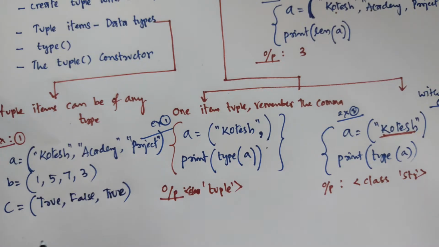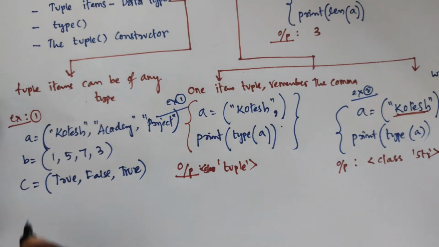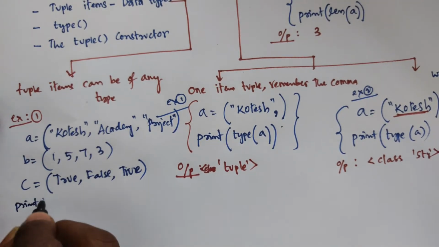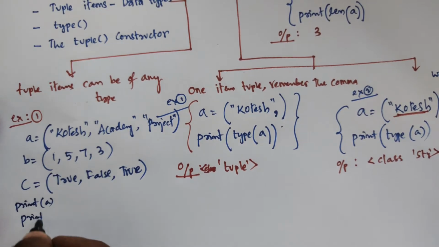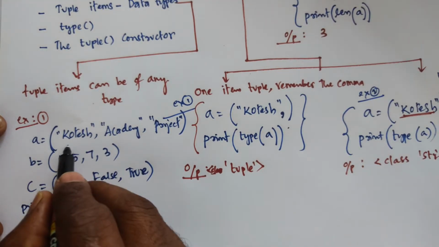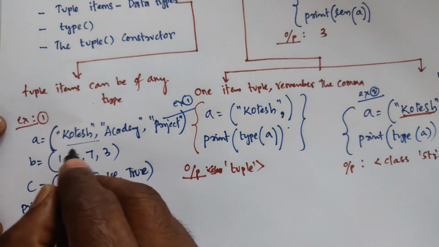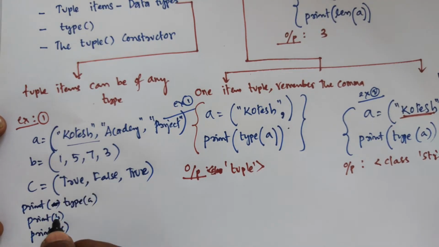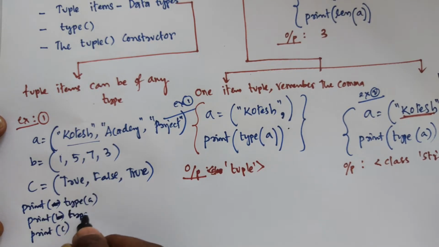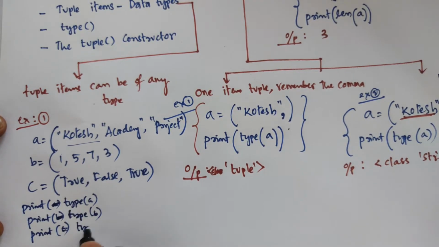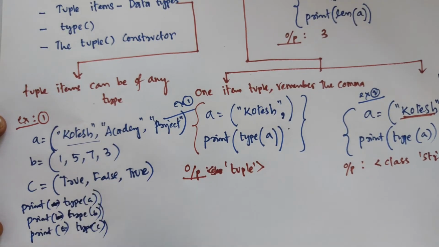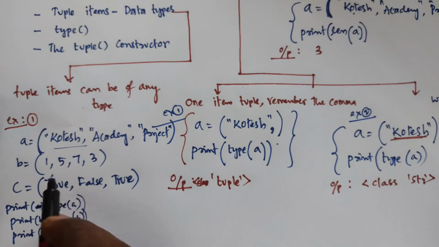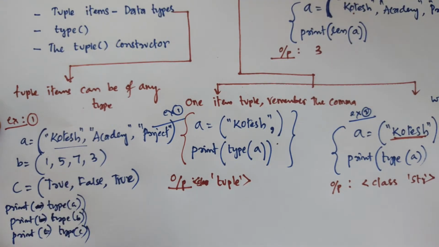Then for the final response in this case, you can write print of A, print B, print C. What is the meaning of this? Here we take the type, that is, you write type of A and type of B and here type of C. Here the A value is string, B value is integer, C value is Boolean.